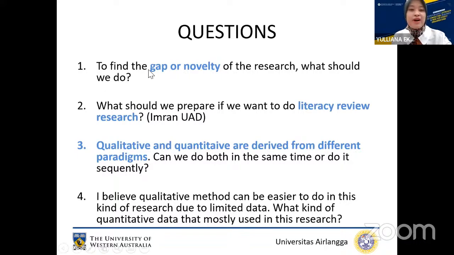For the first, to find the gap or novelty of the research, what should we do? Say that again. To find the gap or novelty of the research, what should we do? So the literature review process is really important. Always go back to writing a literature review or even an annotated bibliography. So you have an annotated bibliography just to make sure we're all on the same page. You've got the citation, then you've got a paragraph about what that article is about in order to be able to understand what the literature is saying.